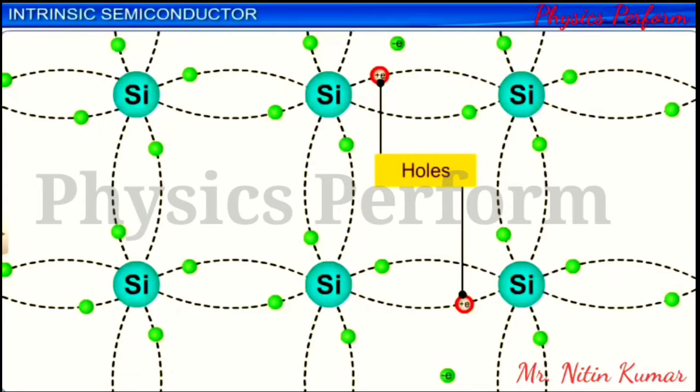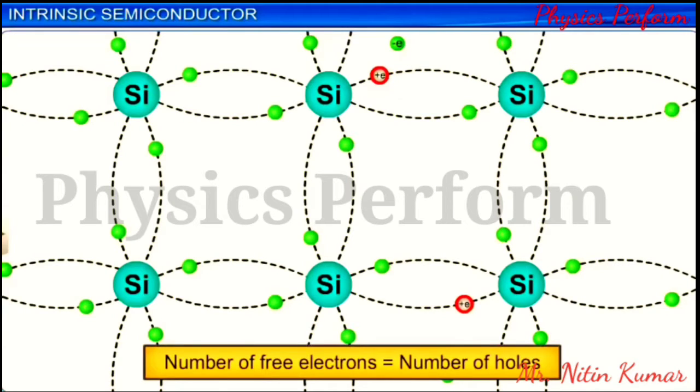Thus, whenever a covalent bond is broken in an intrinsic semiconductor, a free electron and a hole is created. We refer to this as an electron-hole pair. Hence, in an intrinsic semiconductor, the number of free electrons is always equal to the number of holes at any given moment.